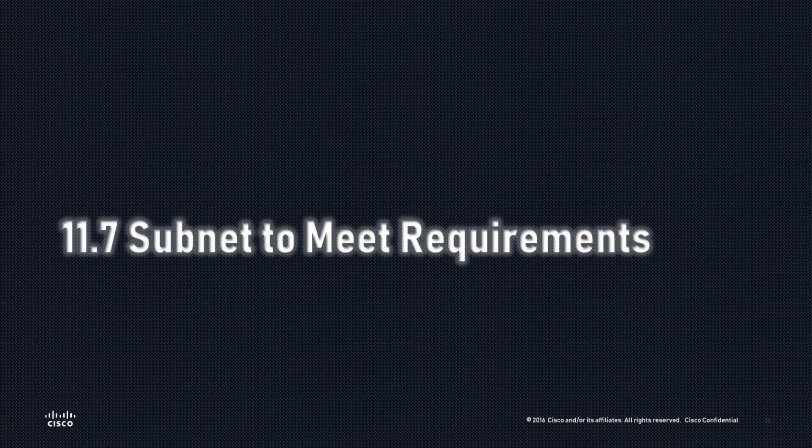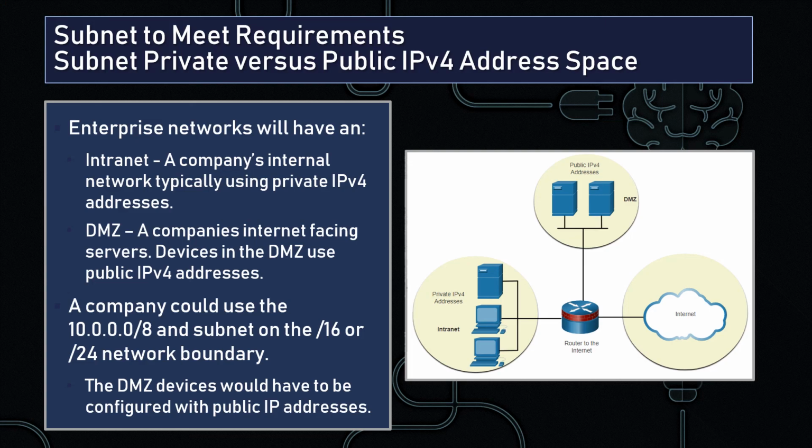What I tend to do more often than not when I'm setting up a network is subnetting to meet specific requirements for hosts, not necessarily subnets. In this case, we have an example of a corporate network, an enterprise network. We have an intranet, which is an internal network with private addresses. We have a DMZ, where the company allows their servers to be internet facing. The DMZ is essentially a space between 2 firewalls to help keep them secure. For each of those, we could possibly use a /8 network with a /16 or /24 network boundary in order to set up these subnets. The DMZ devices, of course, have to be configured publicly, but the intranet can be set up privately.